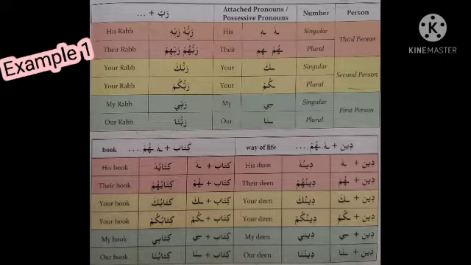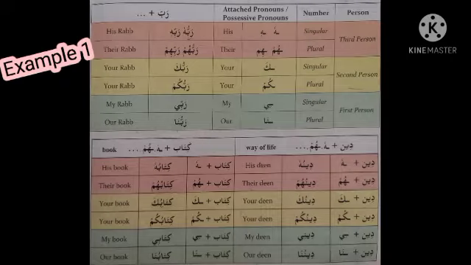What about the first person? So, the pronouns are ye and na. So, example will be Rabbi, my Rabb, na, Rabbuna, our Rabb. I think you can do it with the TPI now.